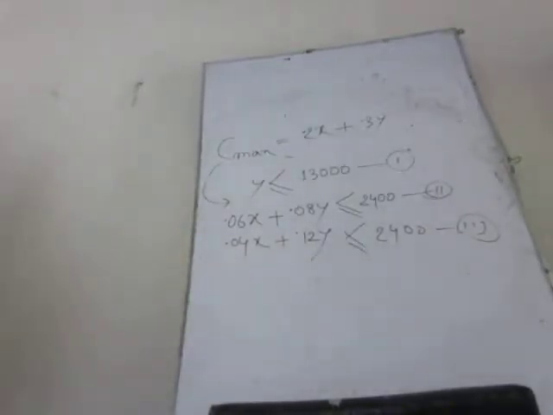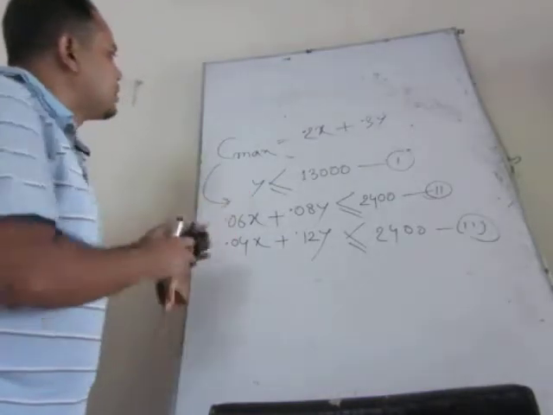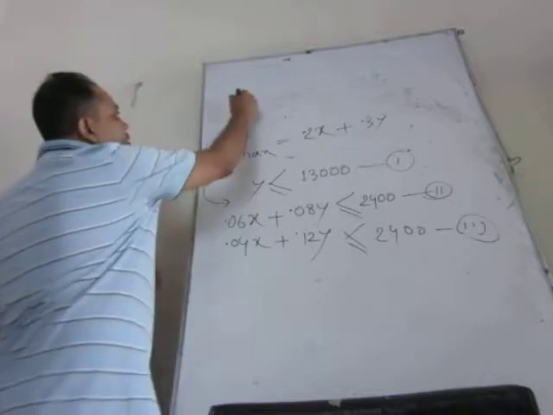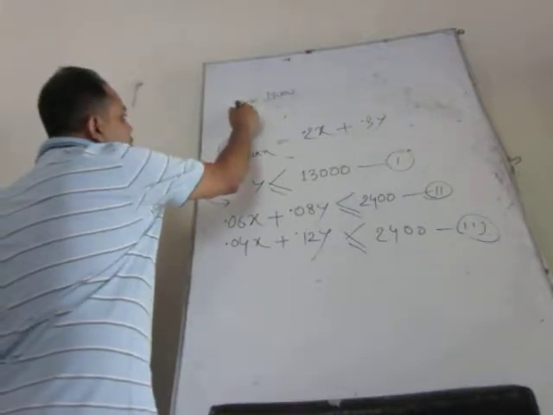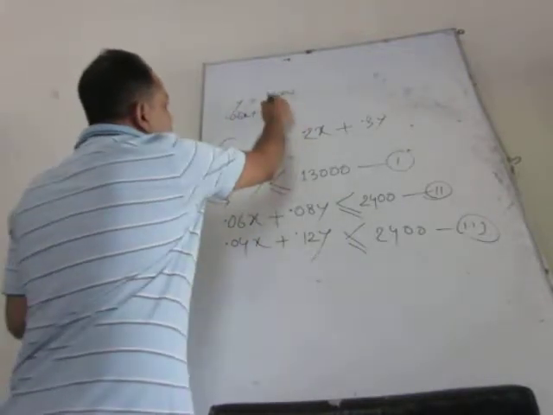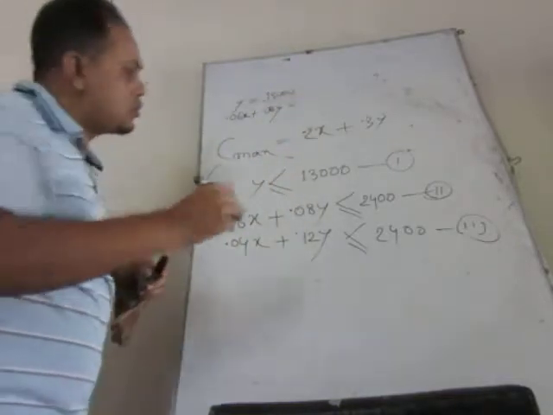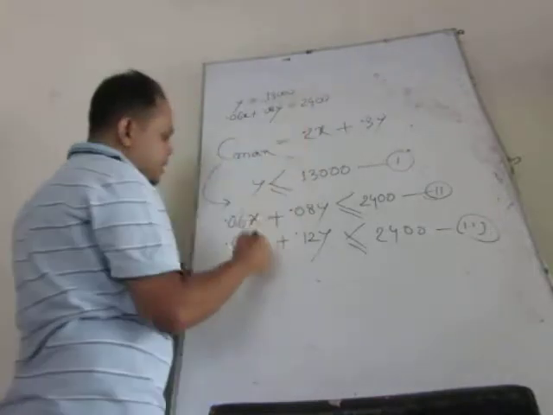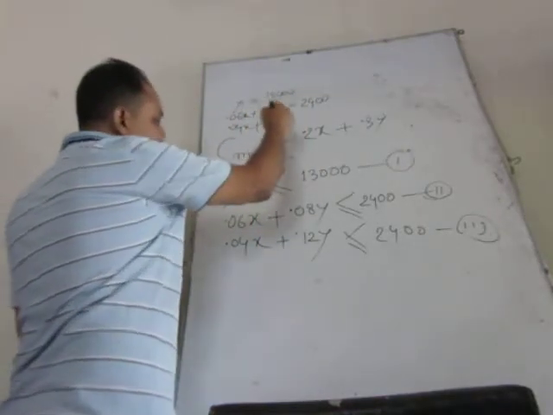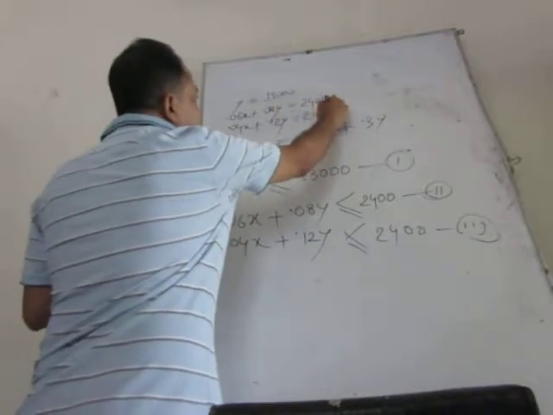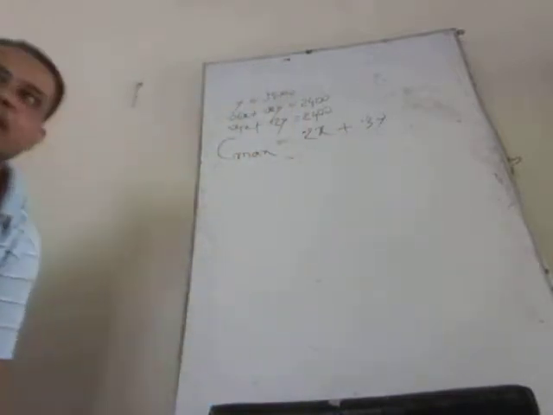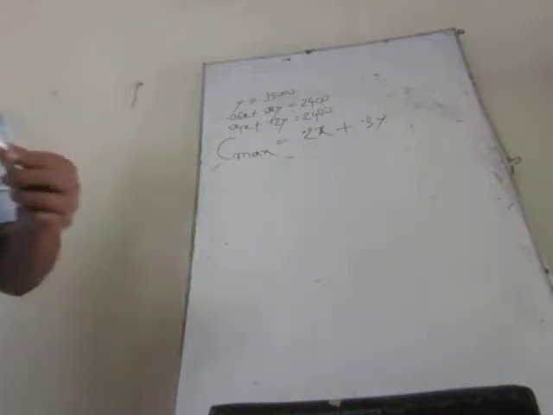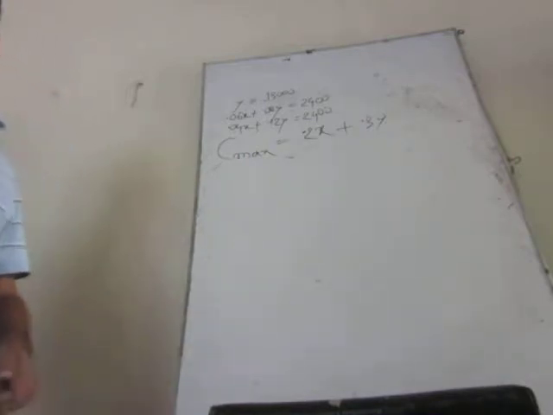Now the fact is, we write it: y equal to suppose 13,000, then 0.06x plus 0.08y equal to 2400, and another is 0.04x plus 0.12y equal to 2400. In your exam you will probably not have to draw this graph, but some questions related to graphical representation will be there. So you need to know how the graph actually works.